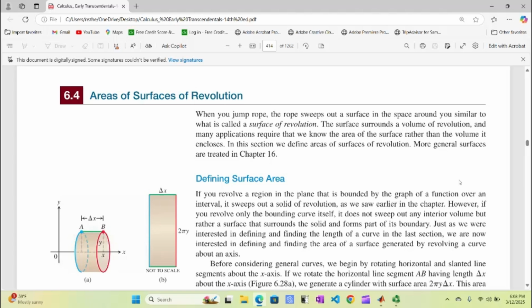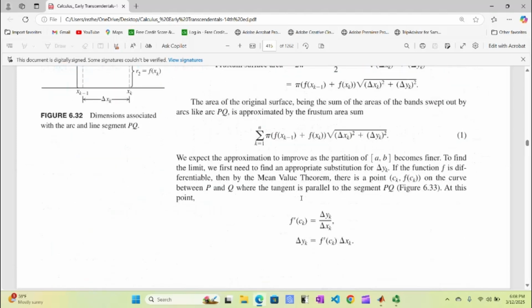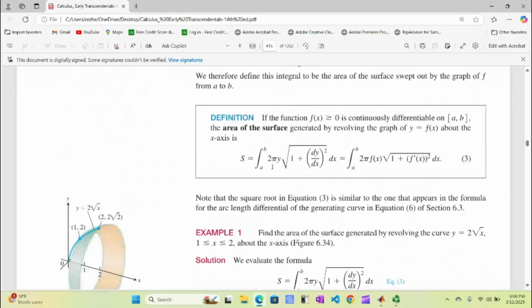Hi, in this video we're going to look at surface area of revolution using MATLAB. So the formula for finding surface areas is right here. It's that S equals the integral from a to b of 2 pi y times the square root of 1 plus the derivative dy/dx squared dx. So this is the formula.